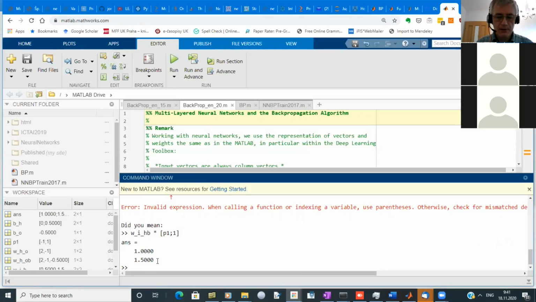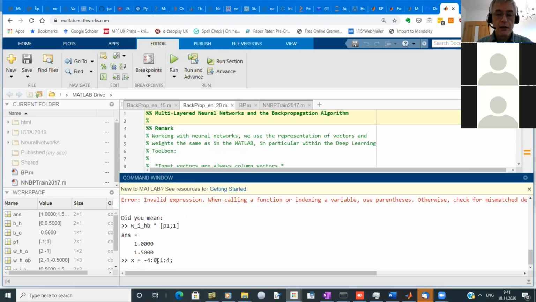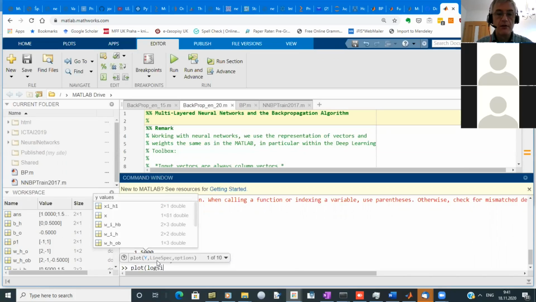Maybe I will plot the function. So for x between -4 with step 1/10 and +4, I will plot x again.